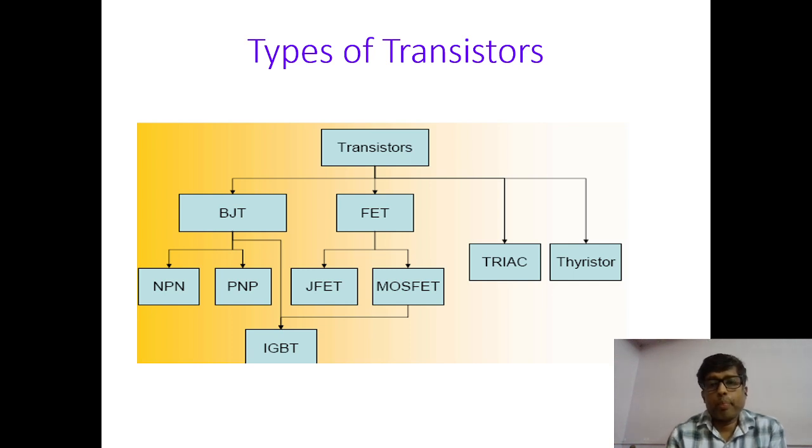After the diode, we started the journey in the semiconductor field and discovered different types of transistors. If we classify all these transistors, generally they are divided into the bipolar junction transistor and the field effect transistor. Under the FET family we have the JFET and MOSFET, that is, the junction field effect transistor and the metal oxide semiconductor field effect transistor. We also know the triac and thyristor.